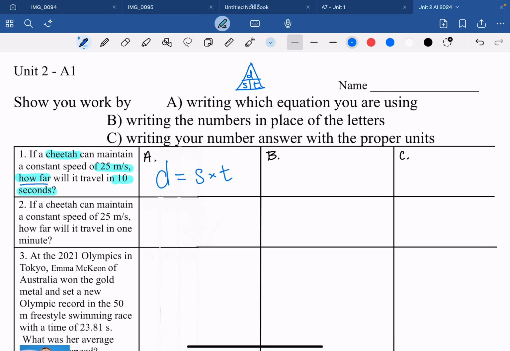Speed multiplied by time. And then remember in that triangle too, with D on the top, you also could have V there in that first position for velocity. The only difference then is you're going to indicate a direction.